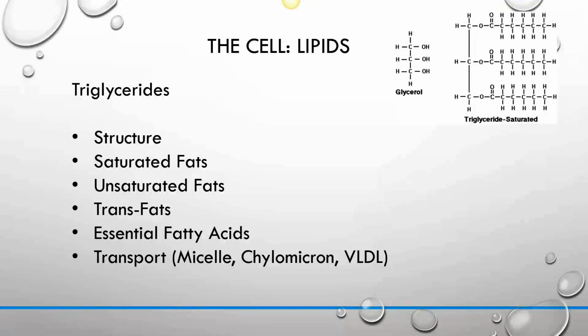Okay, so triglycerides. Tri means three, and you can see the structure of the triglyceride here. This is the major storage form of fats that you're going to find in the body. Here you can see the glycerol component of the triglyceride. So we have glycerol, and then we have three fatty acid chains. So the building blocks of lipids include glycerol and fatty acids.